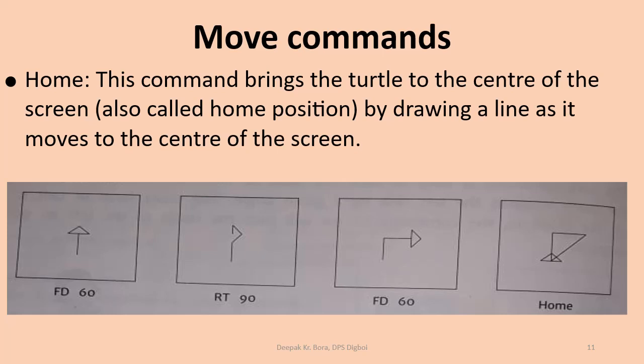See the figure here. First we have typed FD 60, the turtle moves forward by 60 steps. Next RT 90, that means the turtle will turn 90 degrees. We will see this later on. Next is the FD 60 command we have given. The turtle moves 60 steps forward. Once the home command is pressed, the turtle will come to its home position wherever it is. Now in this case it was after FD 60, so it is coming back and forming a triangle.